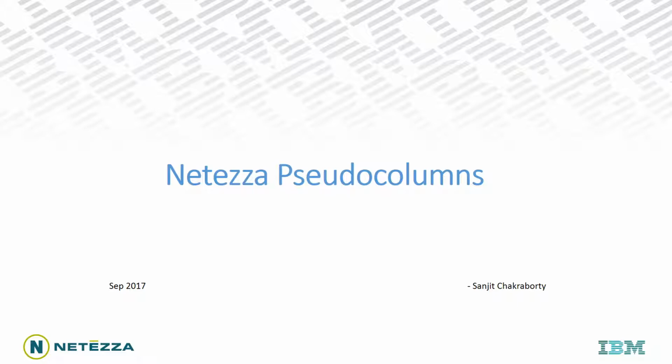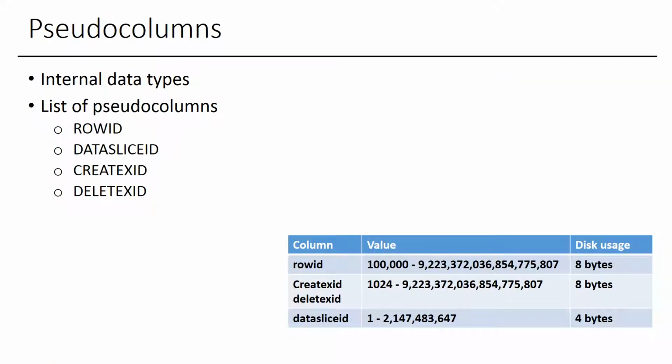In this video, you will see some Netezza pseudocolumns and how those can help you to address certain problems. Pseudocolumns behave just like a table column, but they are special. These pseudocolumns are stored as hidden. You can select from the pseudocolumns, but you cannot insert, update, or delete their values. In Netezza, these pseudocolumns are treated as an internal data type and they are reserved, which means you cannot use them in any DDL statement.